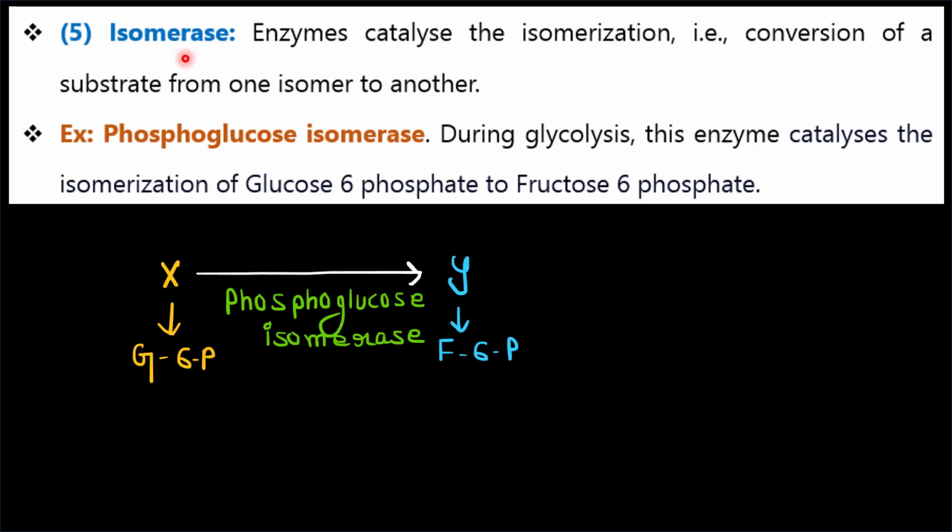Next is isomerase. These enzymes catalyze the isomerization, that is conversion of a substrate from one isomer to another. Here we have the substrate X and it is getting converted into Y. X and Y are two isomers. The example is phosphoglucose isomerase. Now during glycolysis, this enzyme catalyzes the isomerization of glucose 6-phosphate to fructose 6-phosphate.